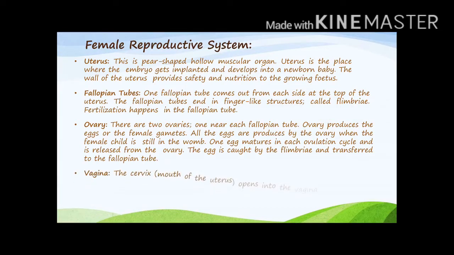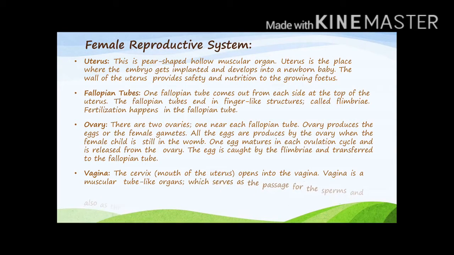Next it is fallopian tube. One fallopian tube comes out from each side at the top of the uterus. The fallopian tubes end in finger-like structures called fimbria. Fertilization happens in fallopian tube. That is very important. Sometimes there may be a question that where the fertilization takes place. So that is fallopian tubes.